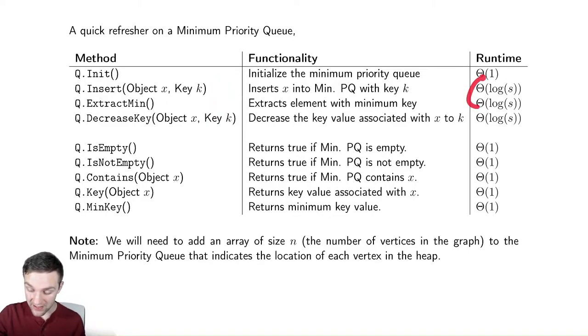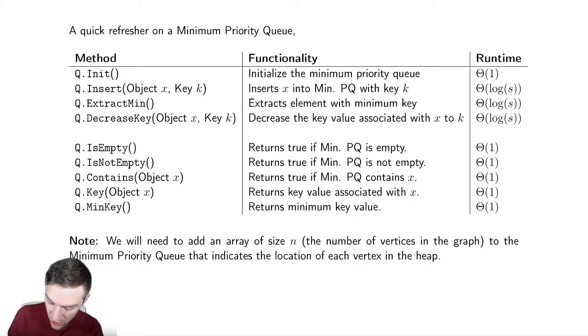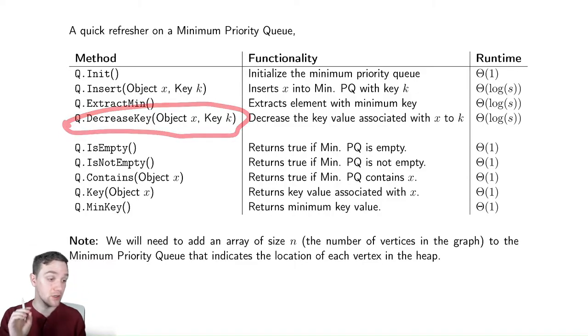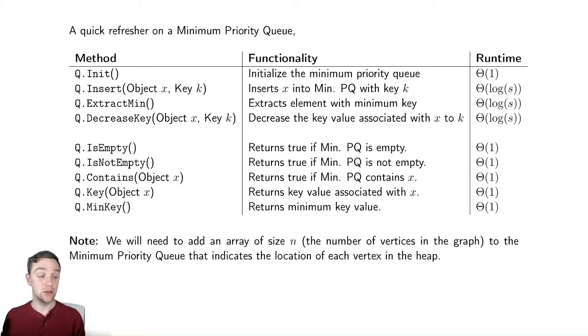Those all take log of S time, where S is the size of the priority queue. Then we can also, in our maximum priority queue, our max heap that we looked at, decrease the key at a particular location in log of S time. We may need to do that when updating the cost of various vertices. And then we have a bunch of methods that we haven't talked about, but you might expect to exist in an object such as this. Things like, is it empty? Is it not empty? Does it contain something? What is the value of a key? And what is the minimum key? There are a couple of these, it's not obvious. We can do them in constant time.